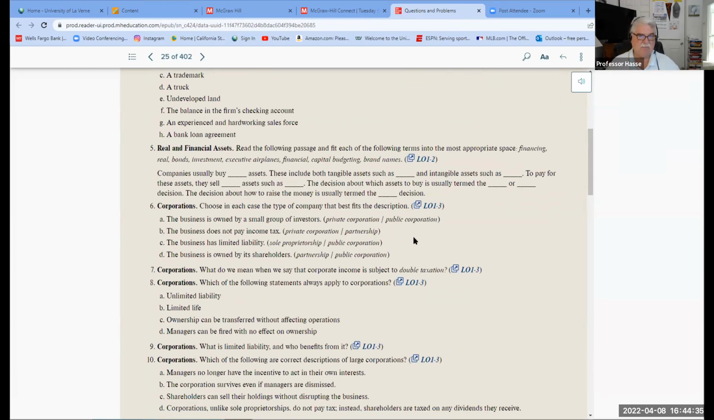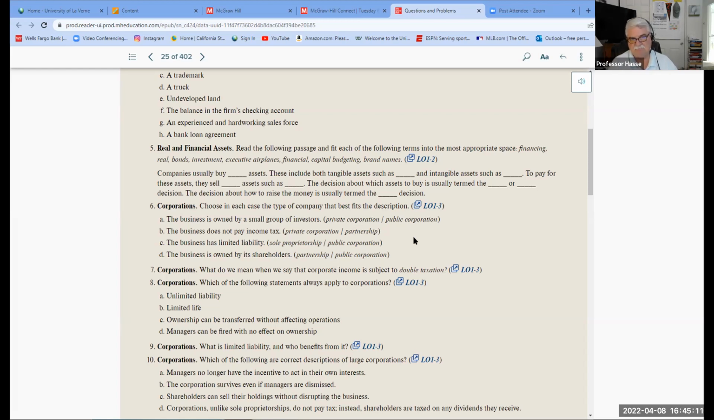Let's look at question 6, the definition of a corporation. The business is owned by a small group of investors, private or public corporation. That is an example of a private corporation, a very small group of investors. A private corporation cannot sell their stock in the general stock market. They can only sell it to the investors of the company. Whereas public corporations can do what you're doing with your portfolio this week, sell to the general public through the stock exchanges.